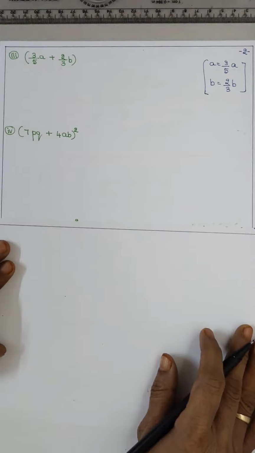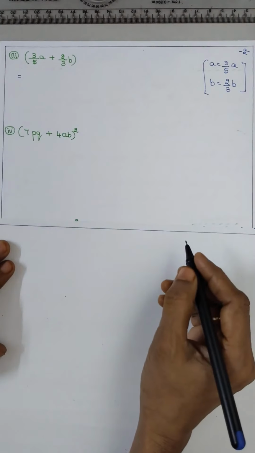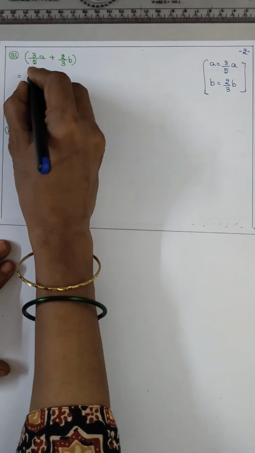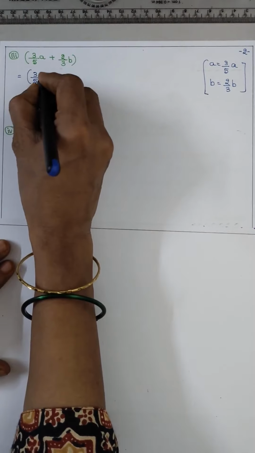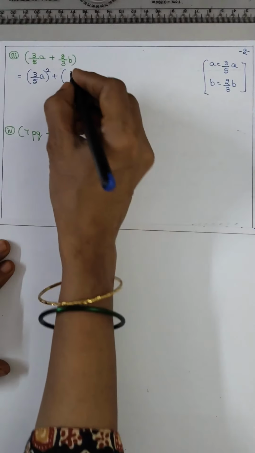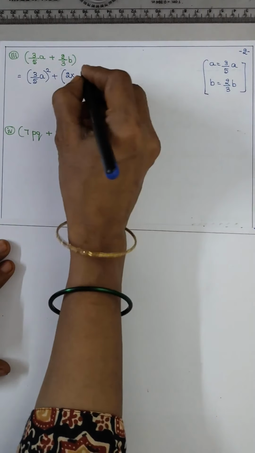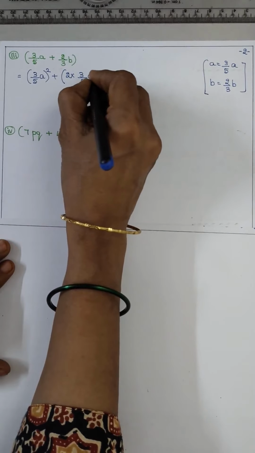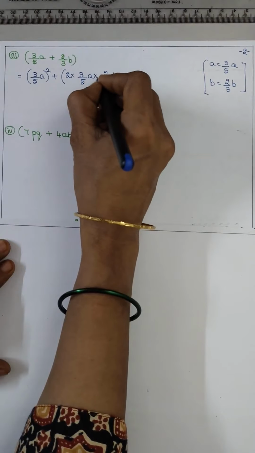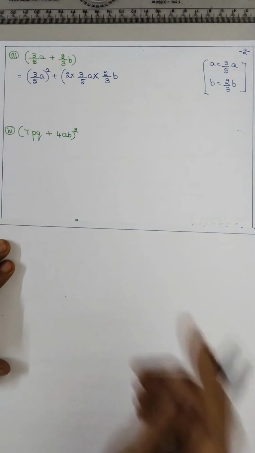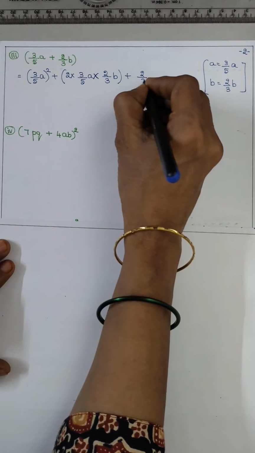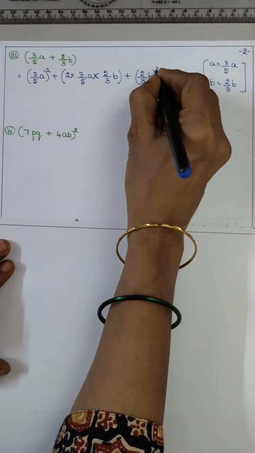Isn't it? Now put the values. a squared plus 2ab plus b squared. a is 3 by 5 a, the whole square, plus bracket open, 2 into a, which is 3 by 5 a, b is 2 by 3 b, ab means multiplication sign, bracket close, plus b squared, 2 by 3 b, the whole square.